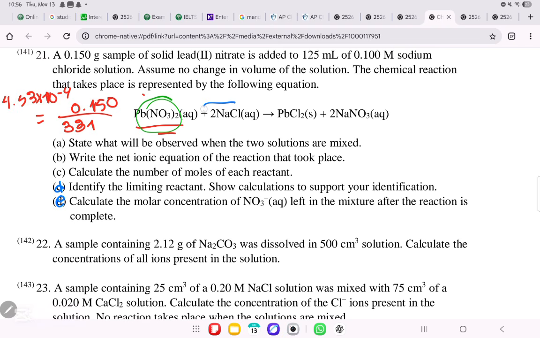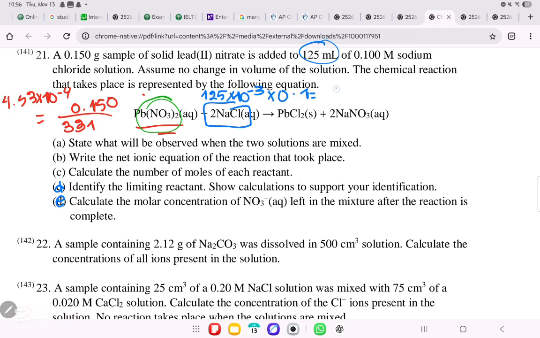Now for NaCl aqueous, how do you find the number of moles? It's going to be the volume, which is 125 times 10 to the power of minus 3 because you need to change it to liters, right? Multiplied by the concentration, which is 0.1, and it will give what?